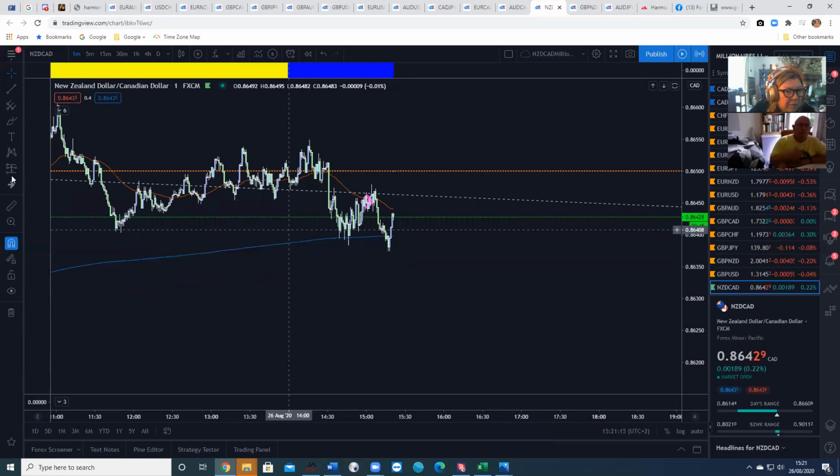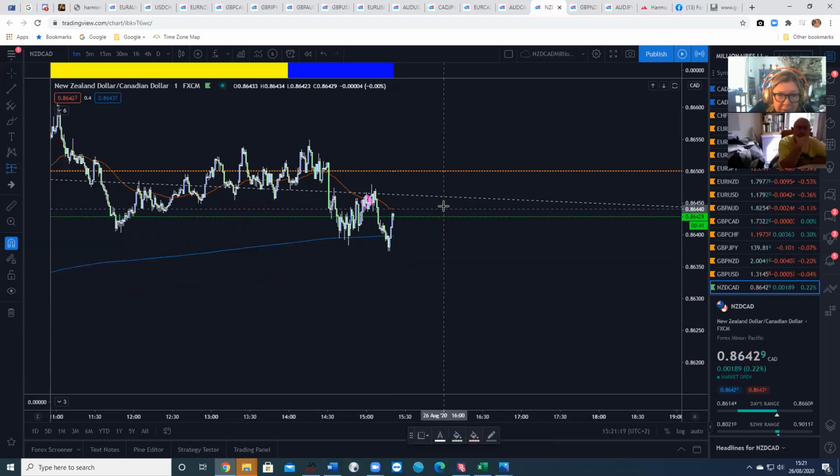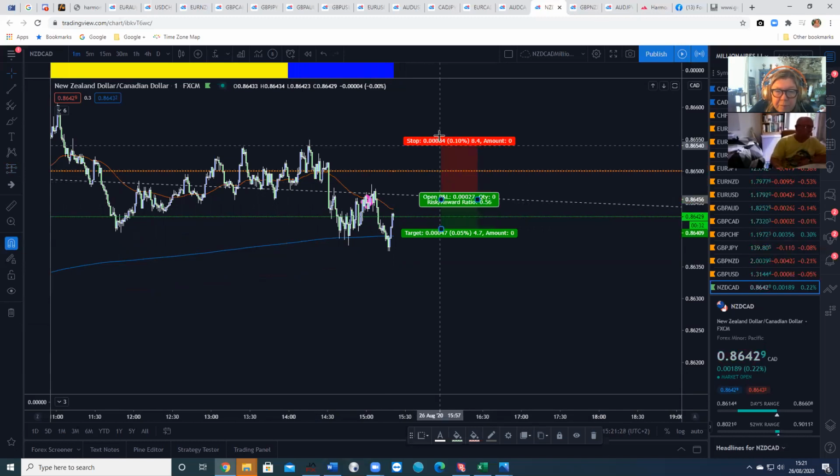So it is working its way down, but we've missed that one. So that would have been round about here. 10 pips stop loss.